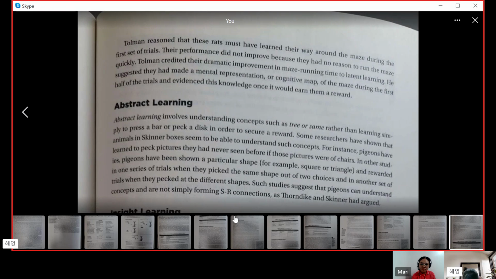Tolman reasons that these rats must have learned their way around the maze during the first set of trials. Their performance did not improve because they had no reason to run the maze quickly. Tolman credited their dramatic improvement in maze running time to latent learning. He suggested that they had made a mental representation or cognitive map of the maze during the first half of the trials and evidenced this knowledge once it would earn them a reward.